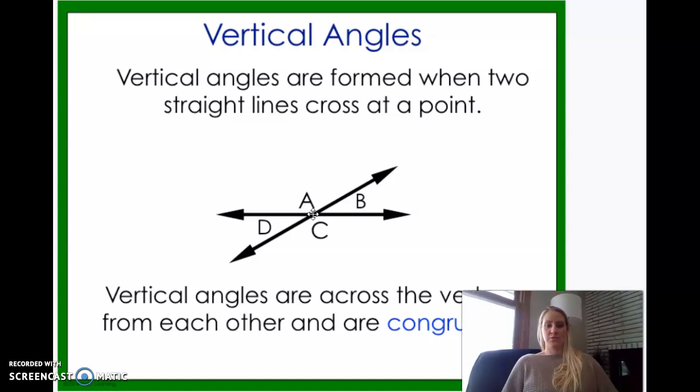So let's find two of those. So vertical angles are across the vertex from one another. So that means D and B would be vertical angles. And then A and C would be vertical angles because they are across the vertex. And they are congruent. So congruent means equivalent. So they're the same size. So that means angle D, say angle D was 30 degrees, that means angle B would also have to be 30 degrees.